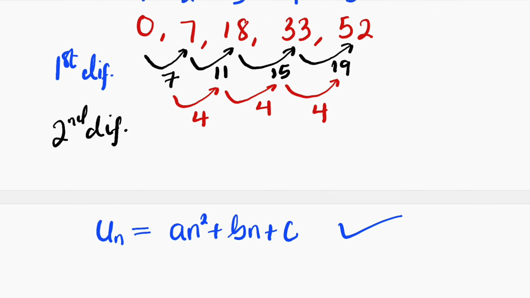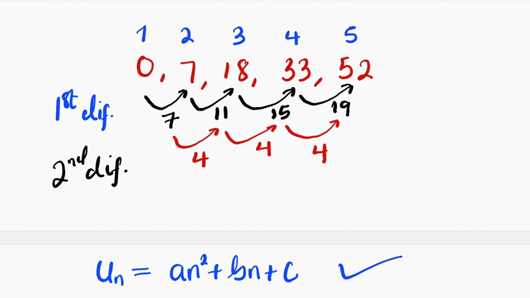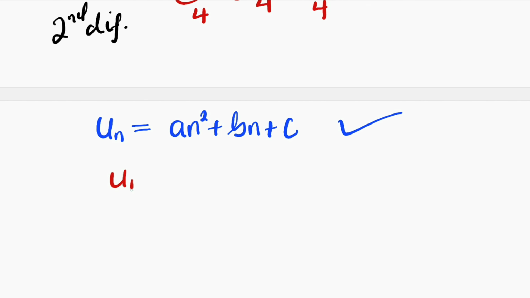So now let us substitute n equal to 1, 2, 3, 4, and 5. But I think 3 times are enough for us to do this work, because we have already seen that this is quadratic. Let's use just the first 3 numbers, 1, 2, 3. When n is equal to 1, what do we have? 1 squared is 1, times a is a, so we have a.